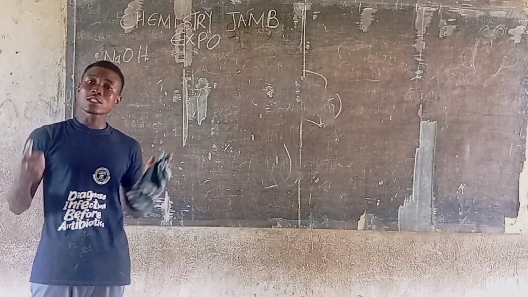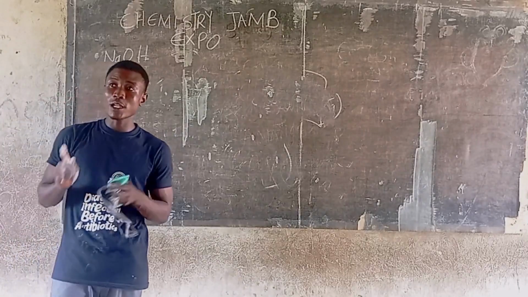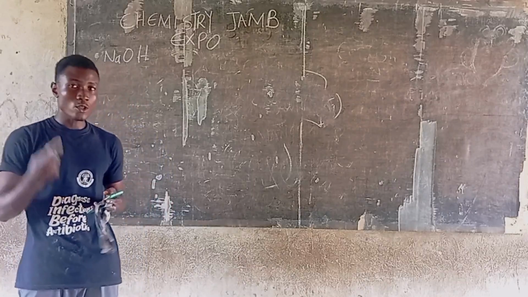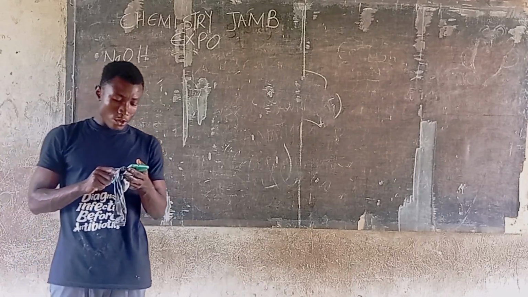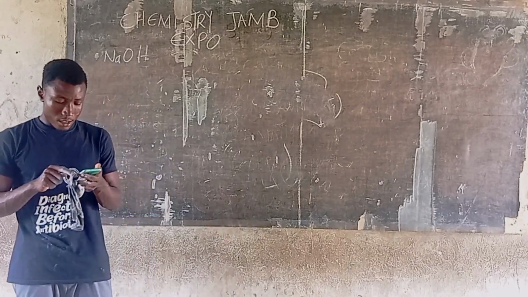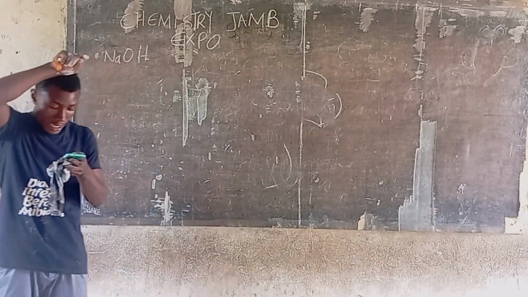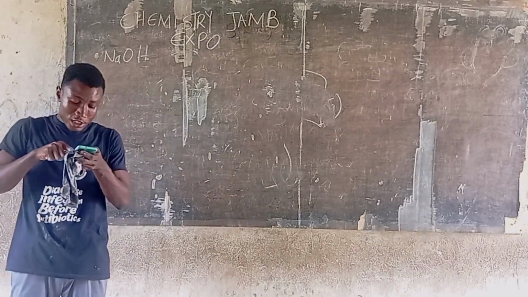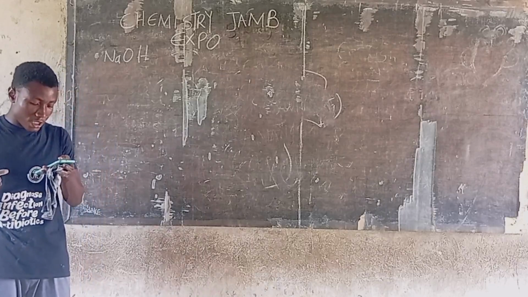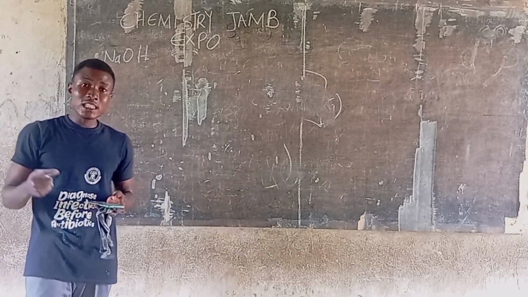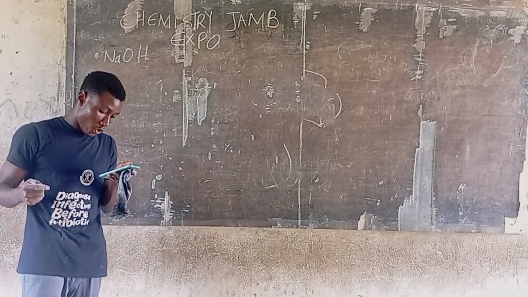But note that this laboratory preparation of sodium hydroxide is not commonly done. Therefore, the industrial preparation of sodium hydroxide is simply the electrolysis of brine also. That's for the industrial preparation. It's simply the electrolysis of brine. But this one now is not the sodium chloride solution.